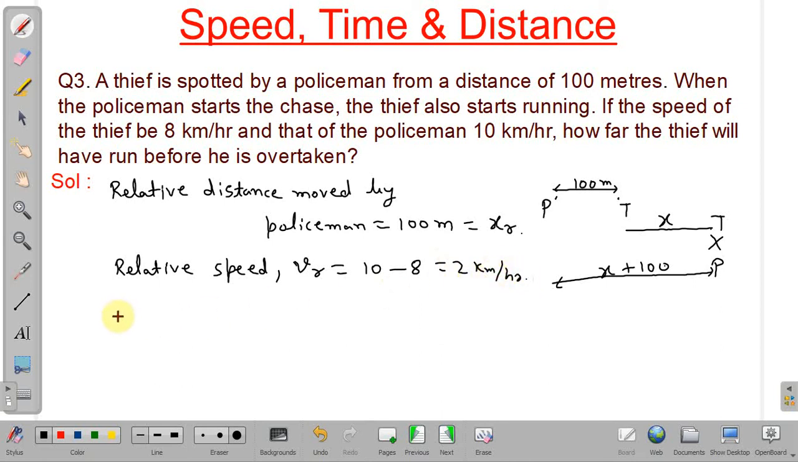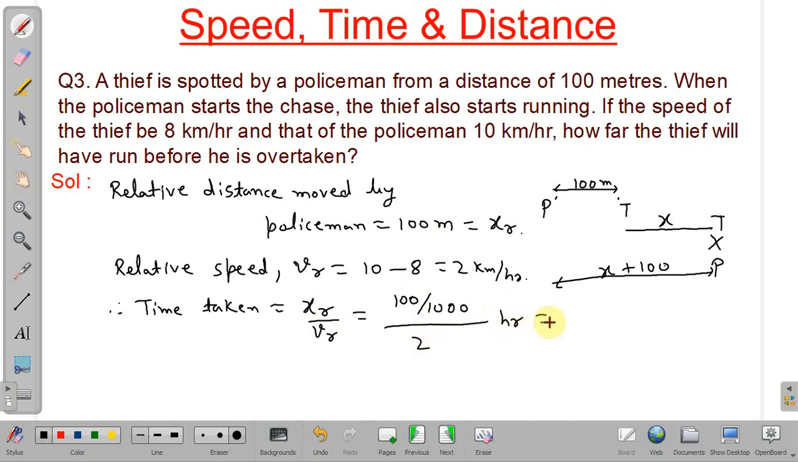Now we have to find the time taken. So time taken is equal to relative distance x_r divided by v_r, x relative by v relative. Now you see this is 100 meters, so in kilometers it will be 100 by 1000 divided by v_r, which is 2. Okay, and this will be in hours, so we will get 1 by 20 hour.